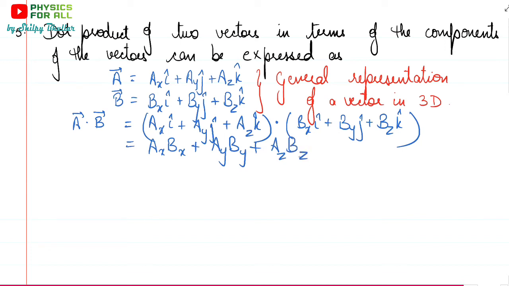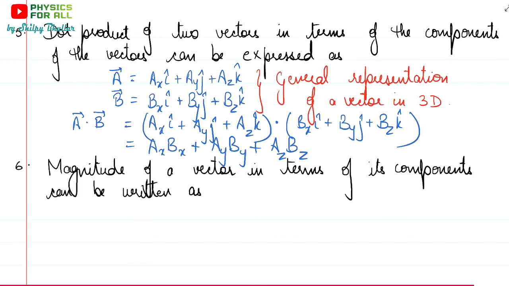This is very simple. We need not multiply each and every time and make the ij terms all 0. The product of i with j or j with k is 0, so we need not do that. We only need to remember that if there are two vectors and there is a dot product between them, all we have to do is multiply similar components. Multiply the x components, then put the required sign. If it's a plus, then put plus, and then multiply the y components, that means the j caps, and then multiply the k components, which is the k caps. So this is the expression that we should remember.